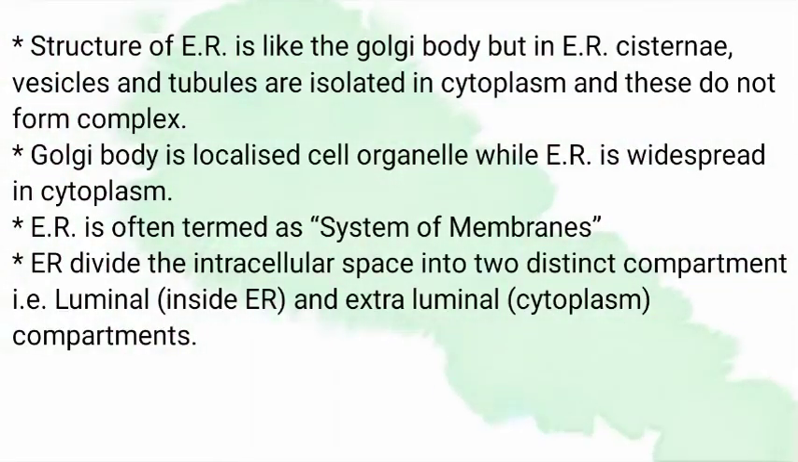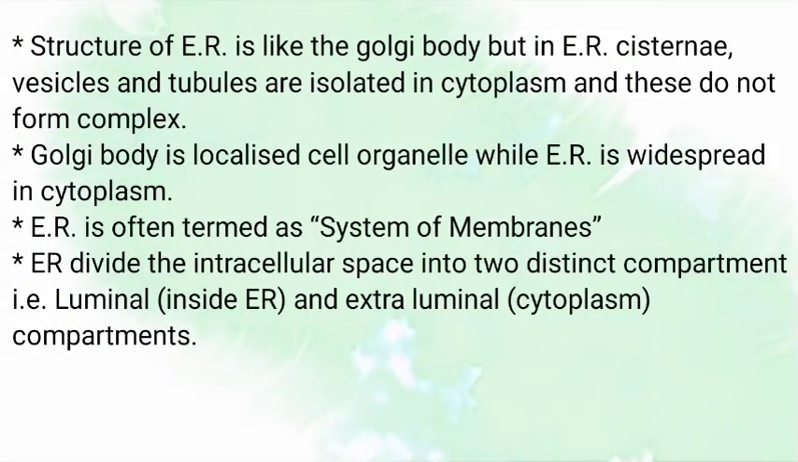Golgi body is a localized cell organelle while endoplasmic reticulum is widespread in the cytoplasm. Endoplasmic reticulum is often termed the system of membranes. The endoplasmic reticulum divides the intracellular space into two distinct compartments, which means luminal, inside the endoplasmic reticulum, and extraluminal, the cytoplasmic compartment.